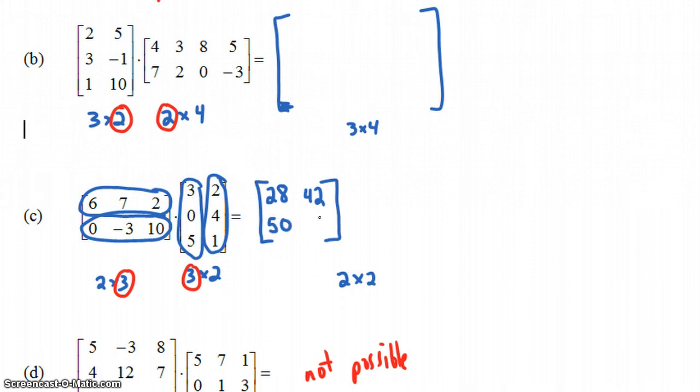Okay, and finally, to find the entry in the second row, the second column, we look at the second row here and the second column here. We do 0 times 2 plus negative 3 times 4 plus 10 times 1. So 0 times 2 is 0. Negative 3 times 4 is negative 12. And 10 times 1 is 10. So we have 0 plus negative 12 plus 10, that would be negative 2. Okay, so here's our 2 by 2 matrix that is the result.